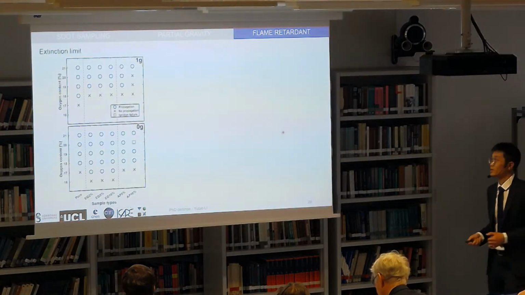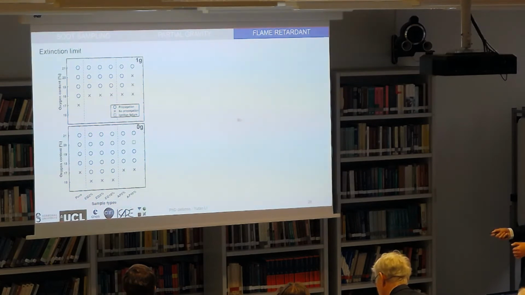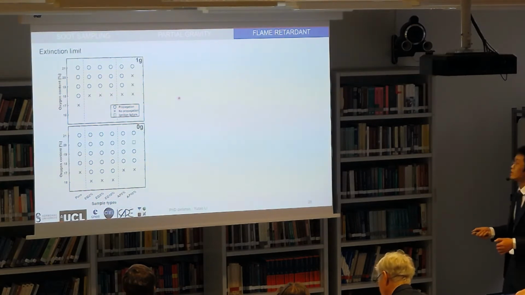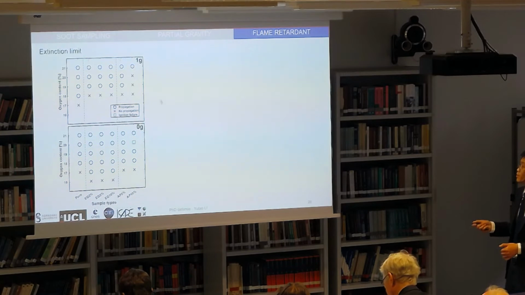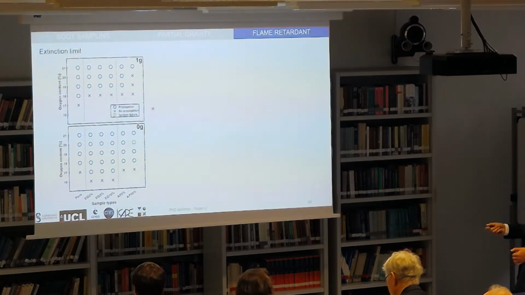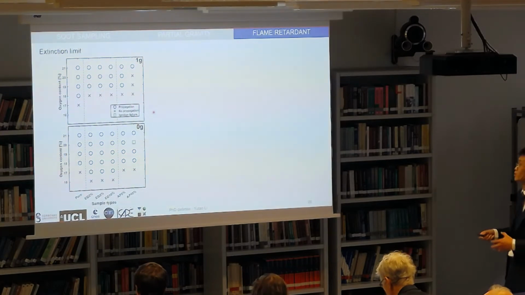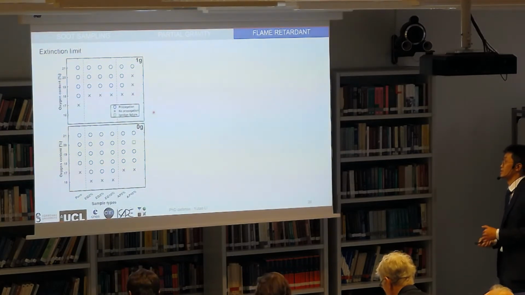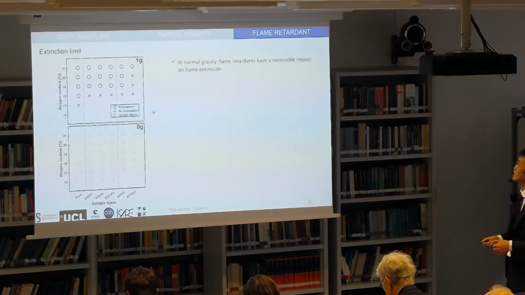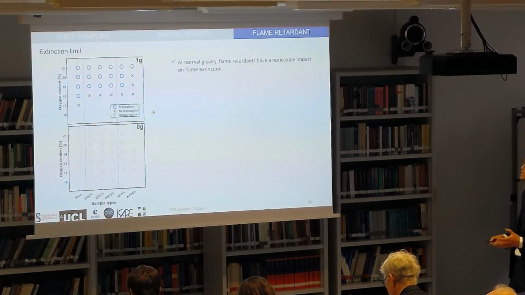Obviously, we start by looking at the extinction limit, the upper for normal gravity and below for microgravity, and the circle and the cross marks represent the propagation and extinction conditions. It has been found that at normal gravity, the flame retardant has a noticeable impact on the flame extinction.